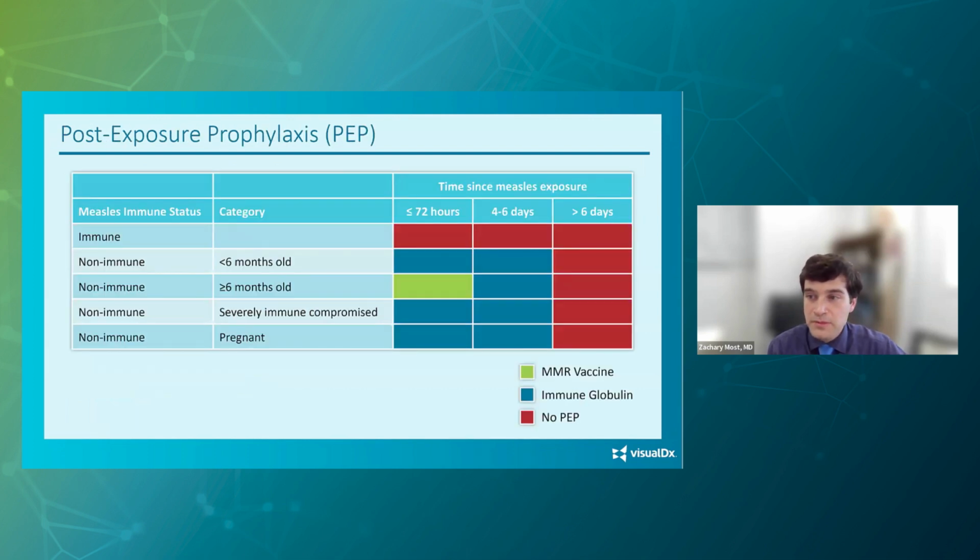And for people who are exposed to measles, because of the long incubation period, there is a window in which you can give post-exposure prophylaxis. For people who are immune to measles, though, we don't recommend post-exposure prophylaxis in any setting. You've already gotten your prophylaxis.